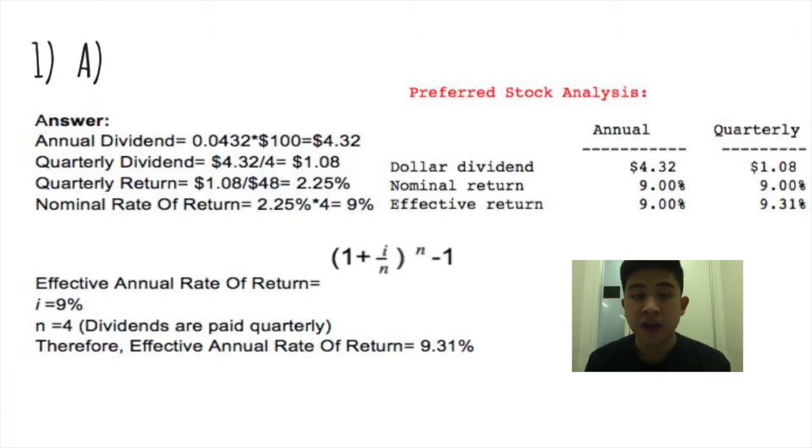Next, our effective annual rate of return. The formula is given in the slide as shown, and we get 9.31% just by plugging in I, which is 9%, and N, which is 4 because dividends are quarterly.